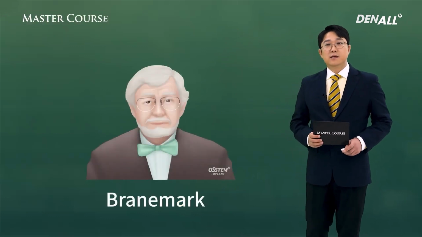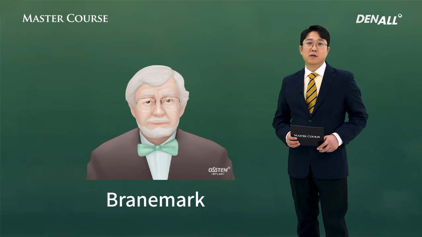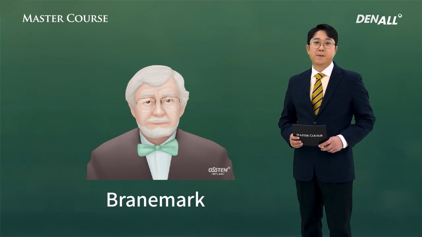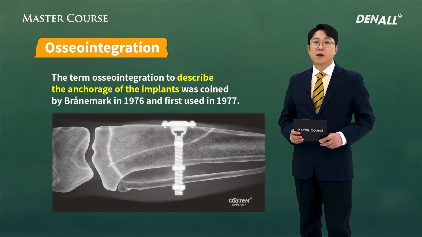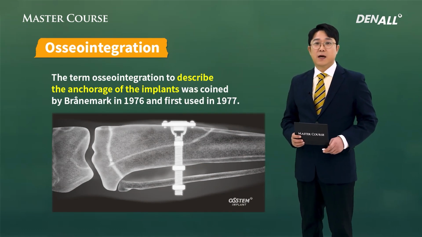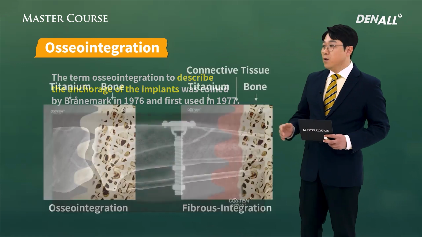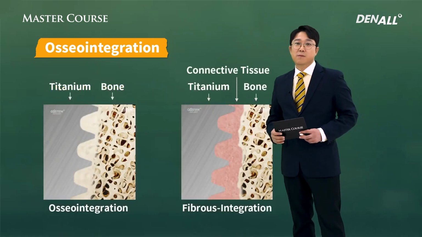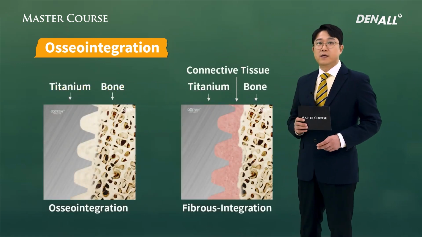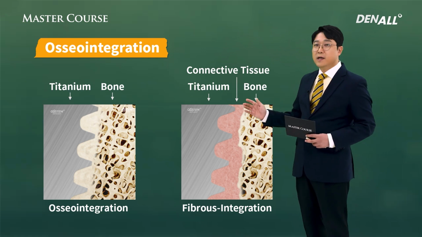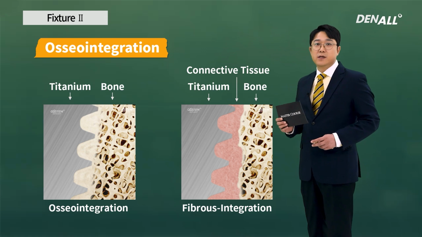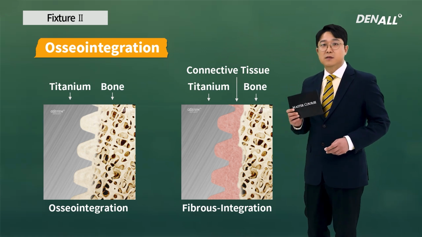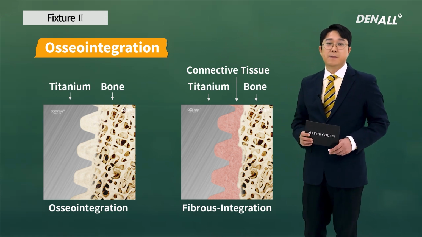Professor Brenemark, who developed the modern implant, coined the word. It was the word to describe the relation between the implant and bone. On the left-hand side, when titanium attaches to the bone, osseointegration is achieved. On the right, when connective tissue is inserted between the two, fibrous integration is achieved.